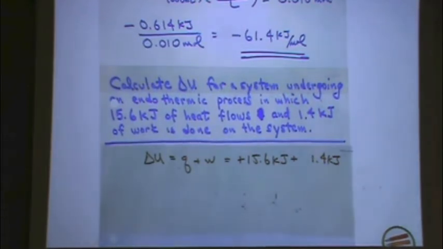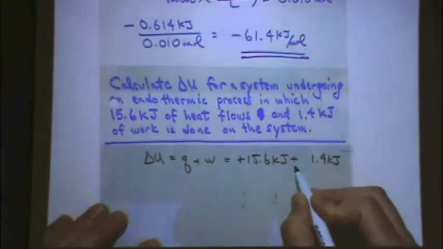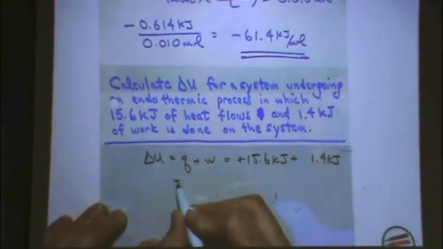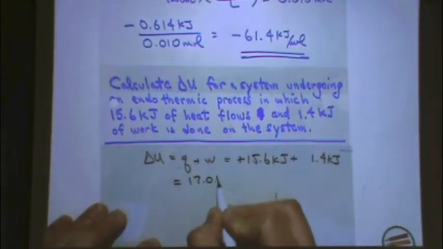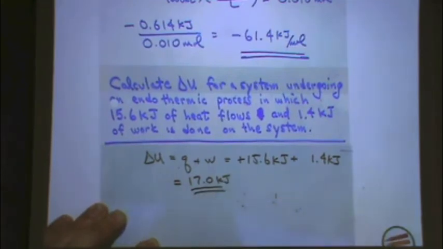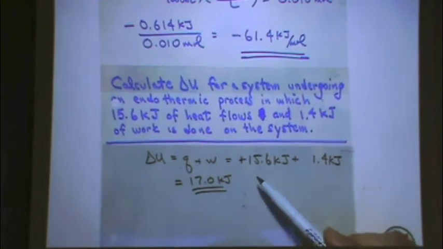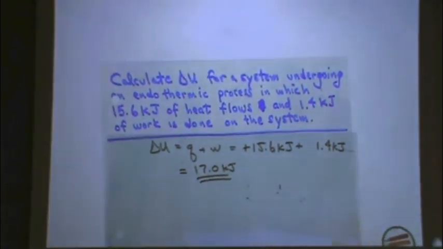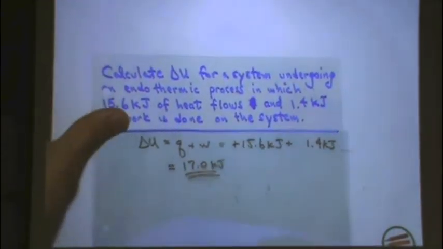Okay? The key word here is the preposition on. The phrase "on the system" is the key to tell you this is also positive. So the answer is 17. Done. That's it. You just needed to tell what sign goes with what. So 17 is your final answer there. You can toss up the next question.